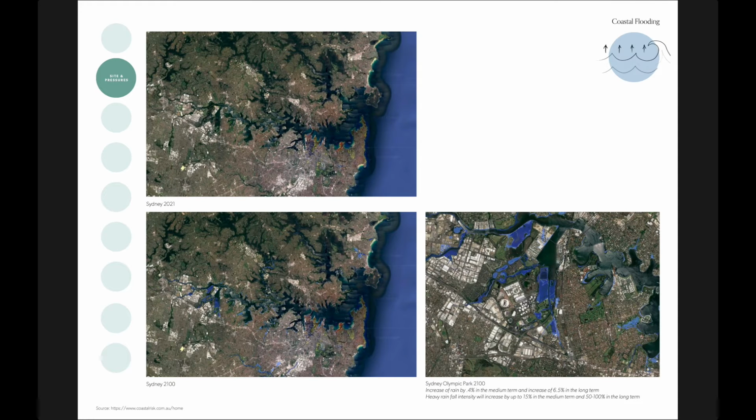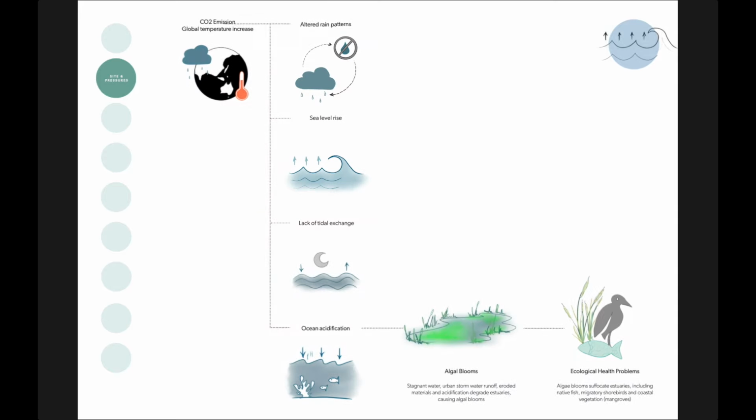The site is susceptible to dramatic changes in coastline over the next century. Altered rain patterns, sea level rise, lack of tidal exchange, and ocean acidification cause many issues, including algal blooms that suffocate estuaries, native fish, birds, and mangroves. While these wicked problems seem out of our control, there's a unique opportunity to problem solve here. Protecting these ecosystems will help protect us.